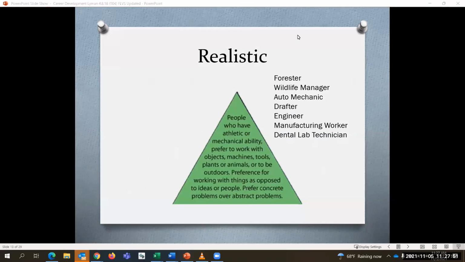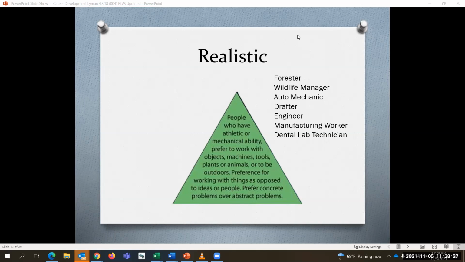So the first one is realistic. And so I'm going to read these to you. If we were in a classroom, I'd have you read them for me. But as I read them, I want you to start thinking about, does this sound like me? And then I have some sample occupations on each of these slides that would be an occupation that might relate to that type. So realistic. People who have athletic or mechanical ability prefer to work with objects, machines, tools, plants or animals, or be outdoors. Preference for working with things as opposed to ideas or people.